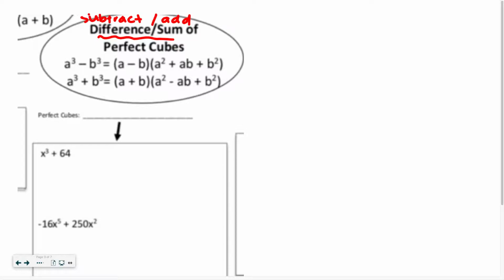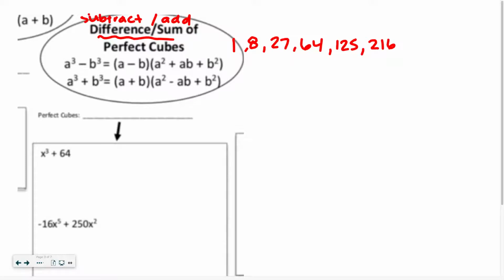perfect cubes. Like we did for perfect squares, let's generate a list. What are some perfect cubes that you know? Eight is 2 times 2 times 2. 27 is 3 cubed. 1 is 1 cubed, of course. What would 4 cubed be? 64. So notice 64 is a perfect square and a perfect cube. 125 is 5 cubed. And then 6 cubed is 216.